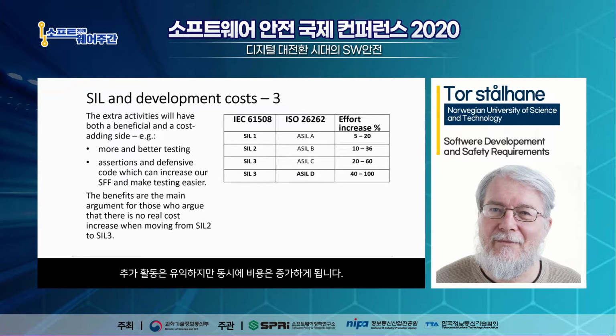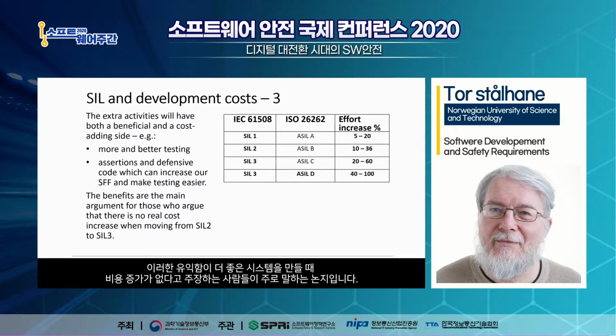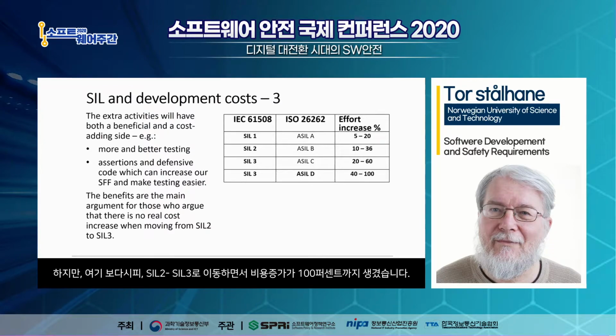So the extra activities will have both a beneficial and a cost-adding side. You will have more and better testing, which is beneficial and also will add cost. We'll have assertions and defensive code, which can increase our safe failure fraction and make testing easier. And these benefits are the main arguments for those who argue that there is no real cost increase. It's just a better system. But you see here, for instance, from SIL 2 to SIL 3 can be up to 100% cost increase.